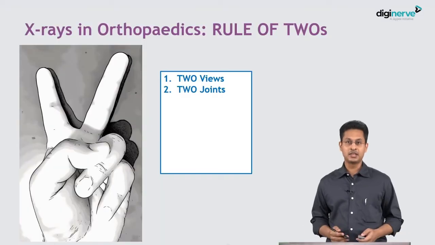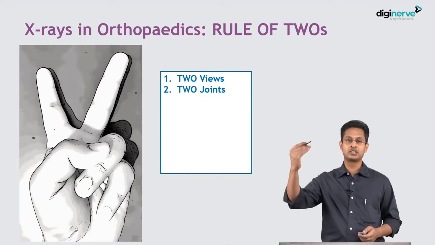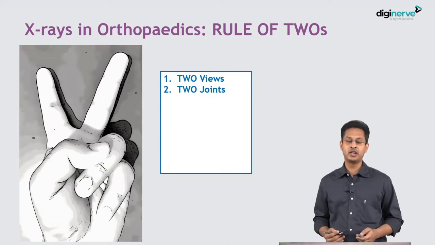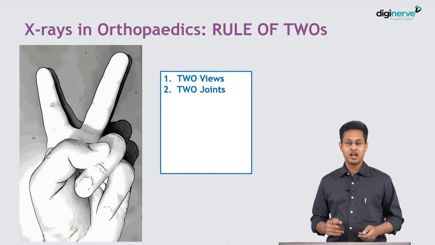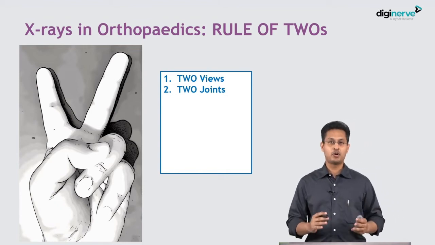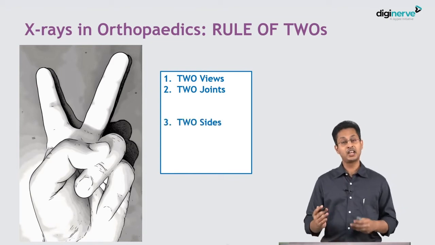The second important rule that we always follow is to involve two joints. That is, you always involve a proximal joint and a distal joint to the condition that is seen on the X-ray. Apart from these two fundamental rules, we also have a couple of other rules, such as getting two sides.